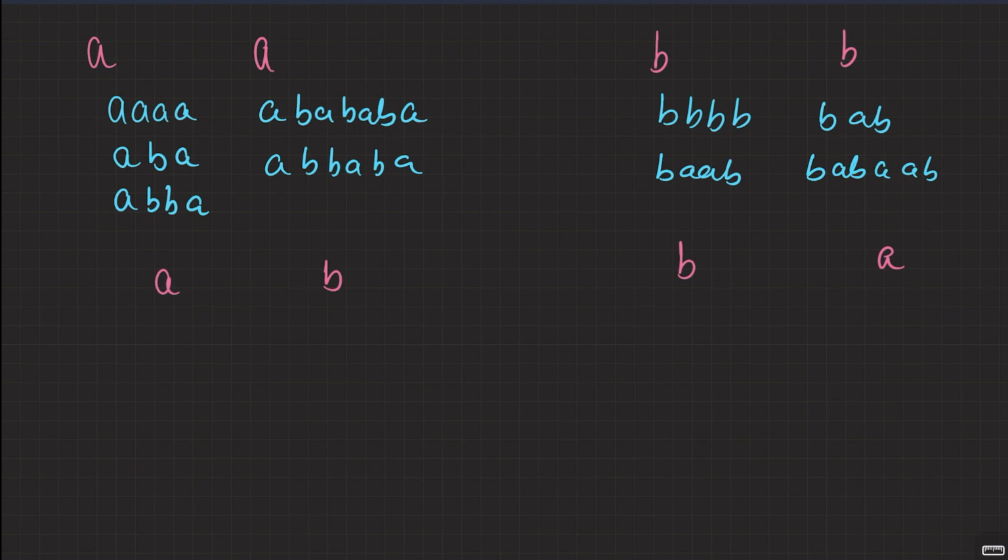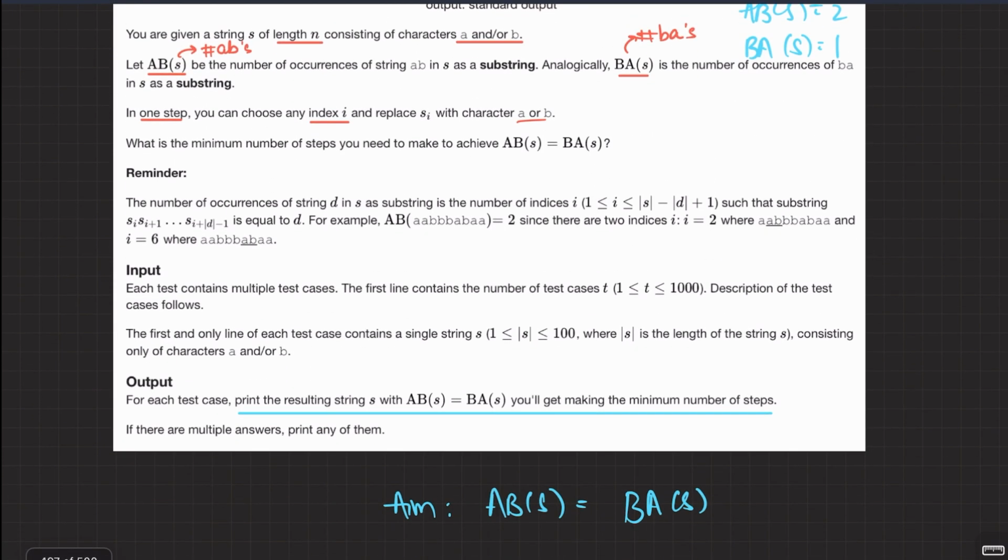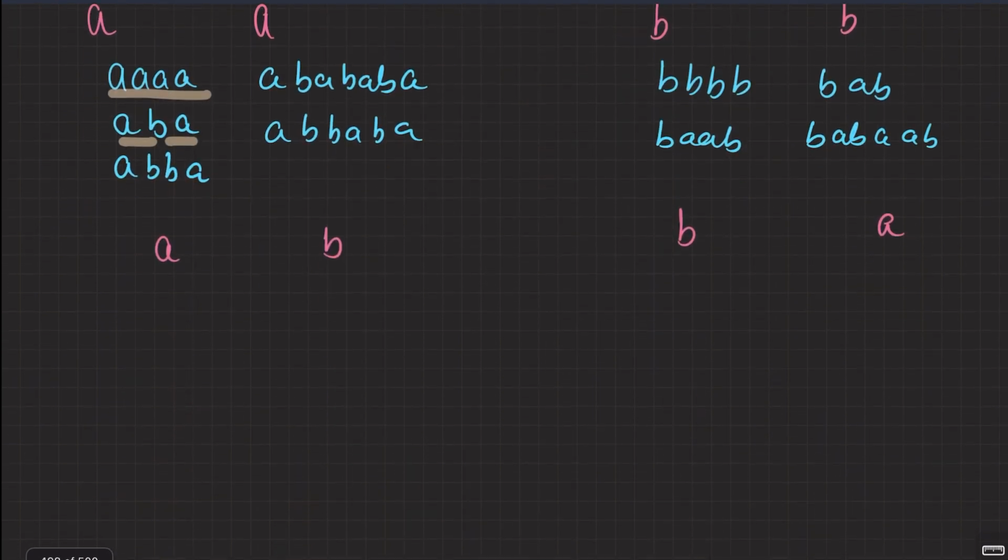So here the number of ABs is 0 and the number of BAs is also 0. So here they are the same, no issues. Here there is one AB and there is one BA. So again, no issues. This is a completely valid string, so we don't need to change anything. We can just print the string as it is.